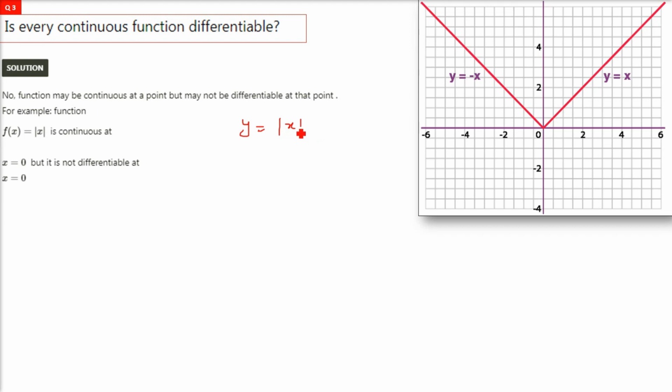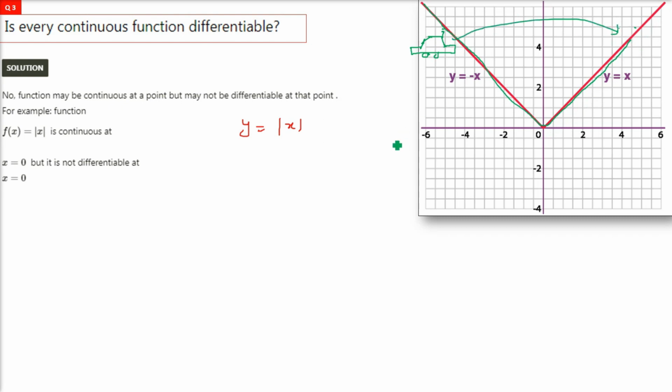So y equals modulus x is a classic example of a function being continuous but not differentiable. A function, or a graph of the function, is continuous if it can be drawn without a break. See, if you have a car and this is your track, you don't have to stop. You just have to take a left turn here and move along. That means you will not have any break in your journey.